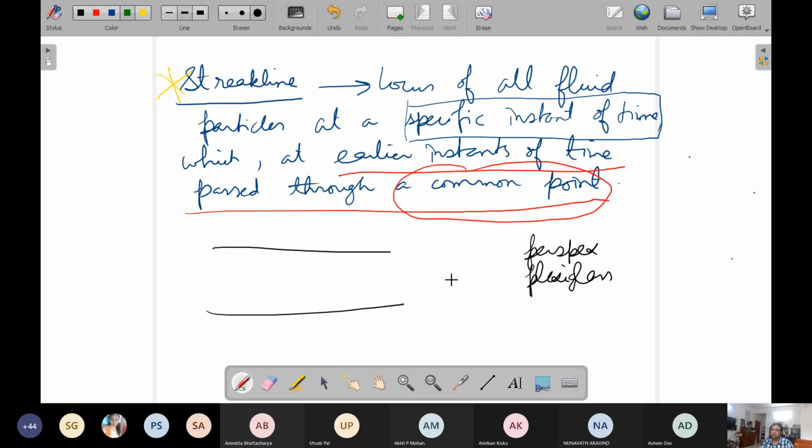It is very difficult to distinguish different types of flow otherwise, so what we do is that we make a hole in this wall and use a colored dye.